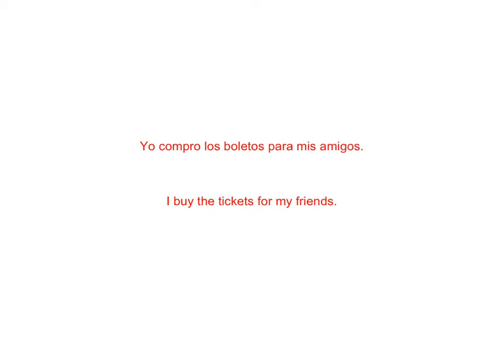So if we were to modify this sentence a little bit to show who received the tickets, we would be adding an indirect object. So let's see what that looks like. We have our same sentence from before, yo compro los boletos, but now we add an indirect object, para mis amigos. So this part of the sentence, para mis amigos, or for my friends, is adding another layer of detail to this sentence. And it's clarifying who received these tickets, or for whom the tickets were bought. So we have a subject, a verb, our direct object, and now an indirect object.